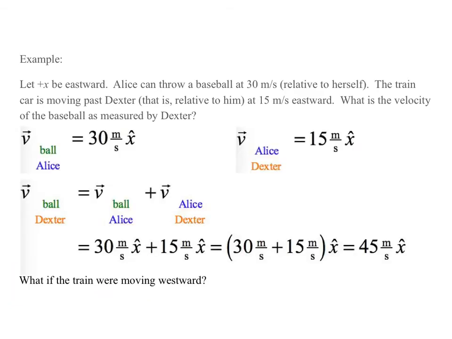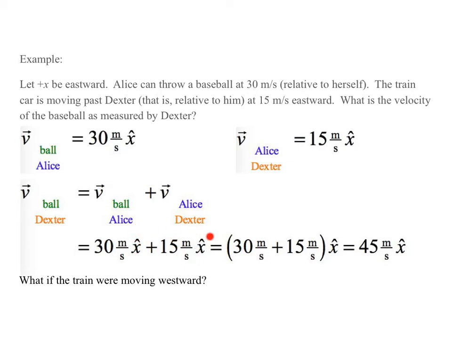Well, using our symbolism from before, we see that the velocity of the ball relative to Alice is 30 meters per second, its speed, in the positive direction, the x-hat. And the velocity of Alice relative to Dexter, how fast the train is moving, which is the same as Alice's speed, is 15 meters per second in the plus x direction. And then the velocity of the ball relative to Dexter, remember we take what Alice says plus what Dexter thinks Alice is doing. So 30 meters per second x-hat plus 15 meters per second x-hat.